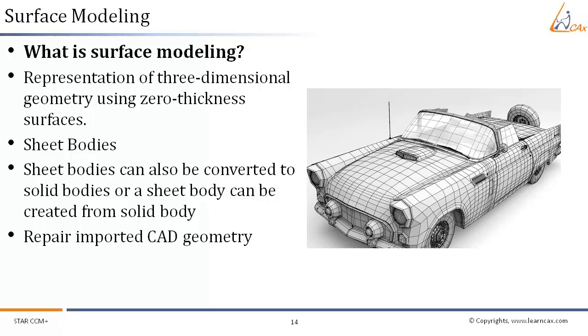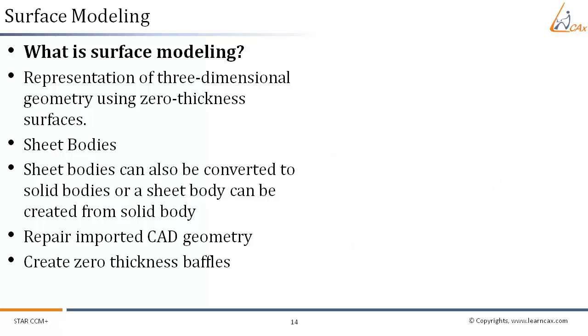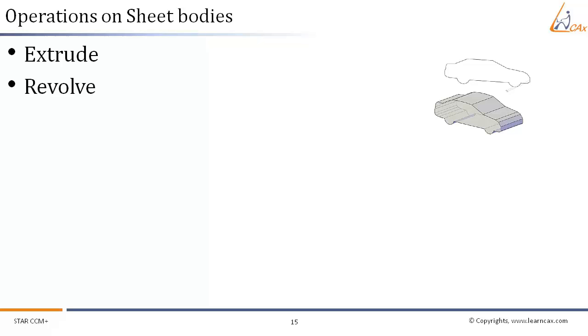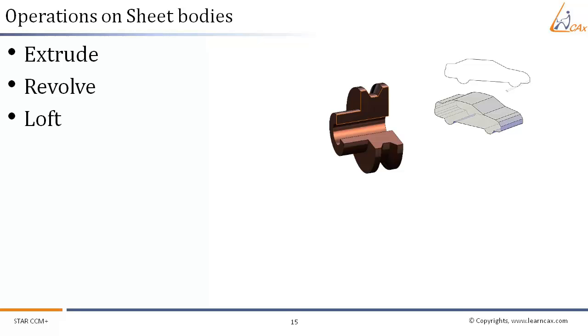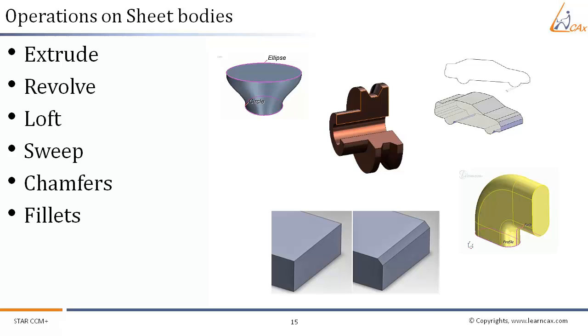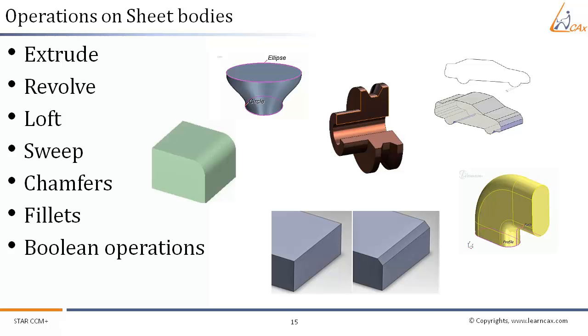Before using imported CAD models for CFD, we need to repair imported CAD geometries. We need to perform many repair operations on sheet bodies before we use them for extracting volume for CFD. There is extrude operation, revolve operation, loft operation, sweep operation, chamfer operation. We can also create fillets. Other than this, there is Boolean operations and transform operations.